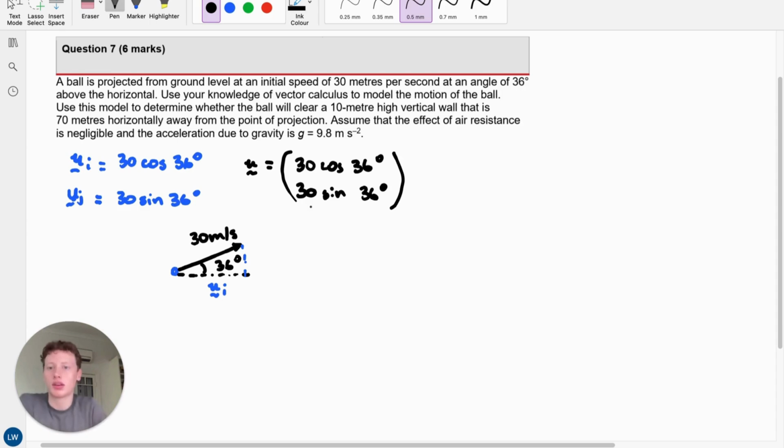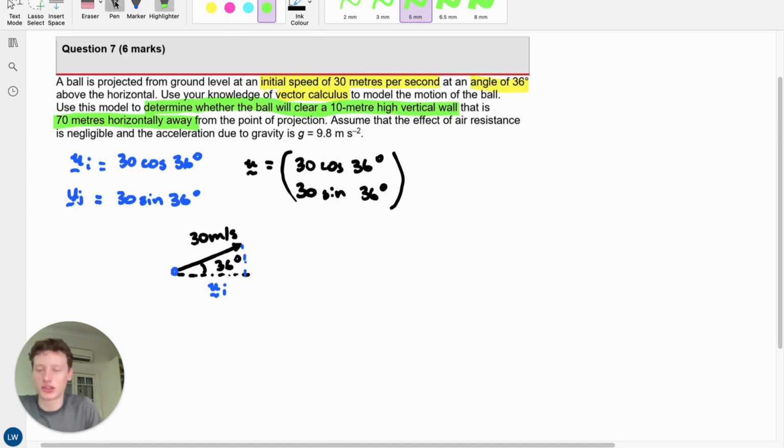Cool. So we know the initial speed of 30 meters per second. We know the angle of 36. We know we're using vector calculus here. And now we've got to figure out what we're doing with this 10-meter high wall. So we need to determine whether the ball will clear a 10-meter high vertical wall that is 70 meters horizontally away. And yeah, we're assuming no air resistance, just gravity.